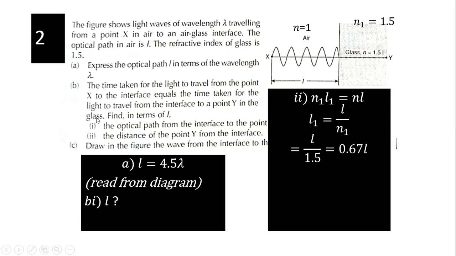Because if not, the first one and the second one are the same thing, the optical path from the interface to point Y. It should be the same as that in air. Okay, then draw it; it should be the same waveform, except shorter wavelength, and that distance should be 0.67 L. Okay.